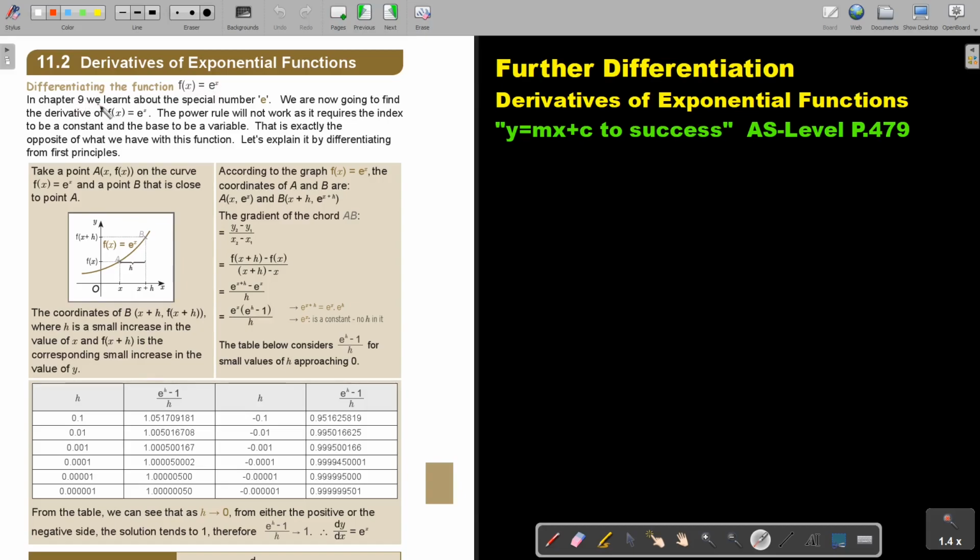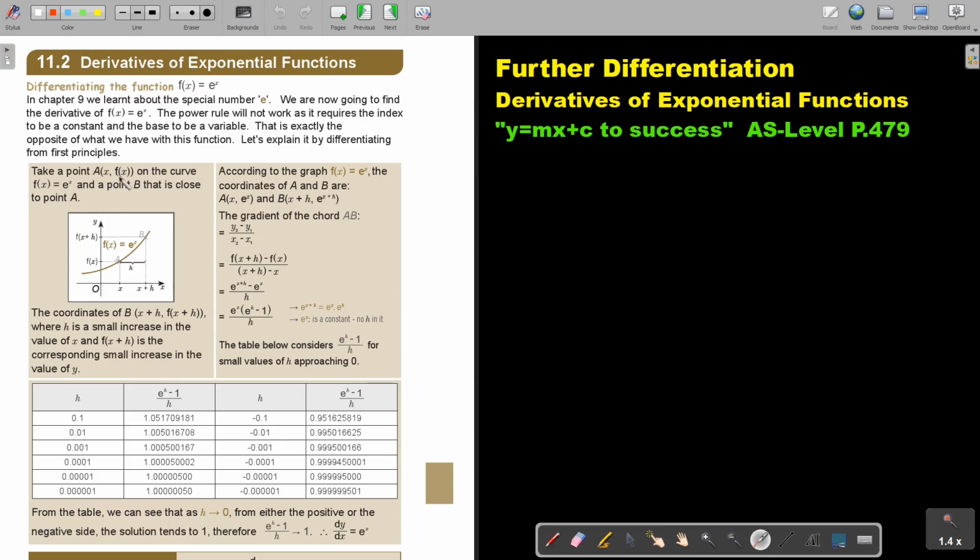In chapter 9, we learned about the special number e. We are now going to find the derivative of this function. The power rule will not work as it requires the index to be a constant and the base to be a variable. That is exactly the opposite of what we have with this function. Let's explain it by differentiating from first principles. It's just for explanation's sake.